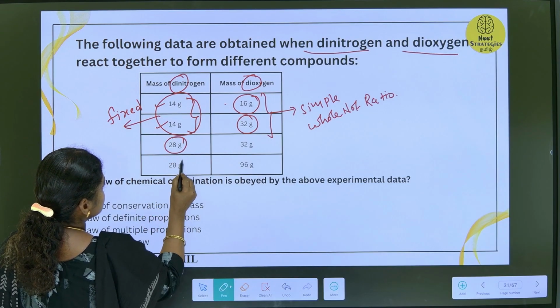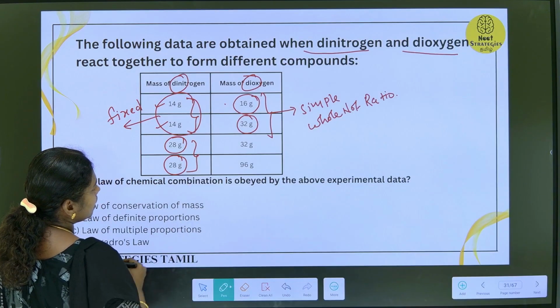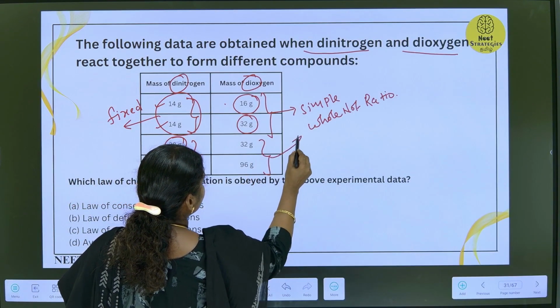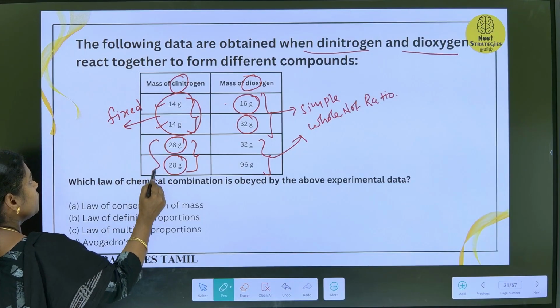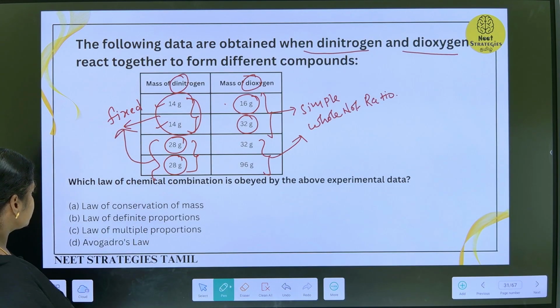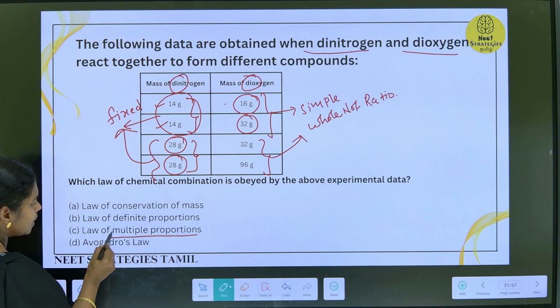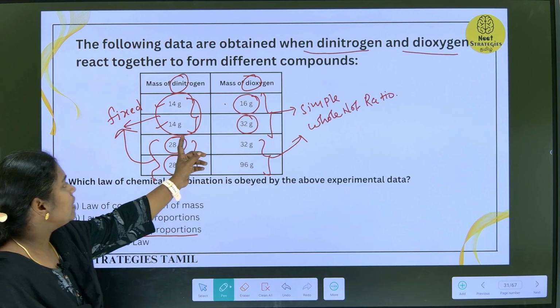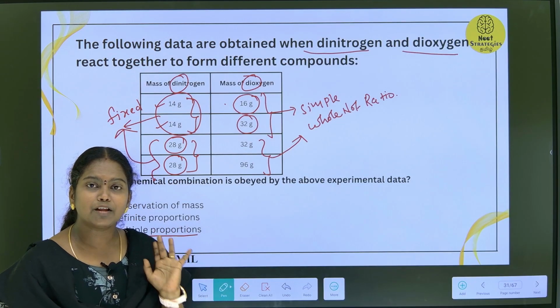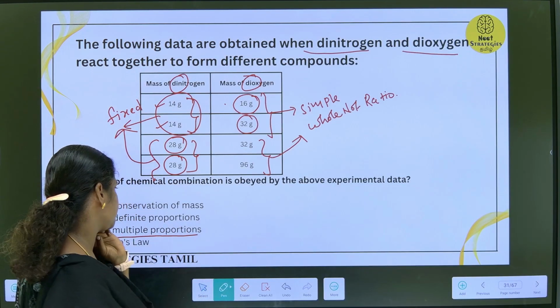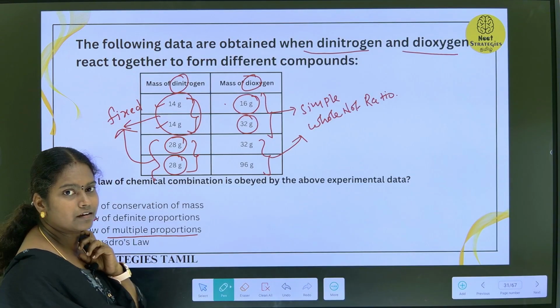This will be the fixed 28. Okay, this will be the simplest whole number ratio. So this belongs to that. Both of these are the fixed component. Okay, this belongs to the law of multiple proportions. So when one is fixed and one is in the simplest whole number ratio, that belongs to the law of multiple proportions. Okay, option C is the correct answer, right?